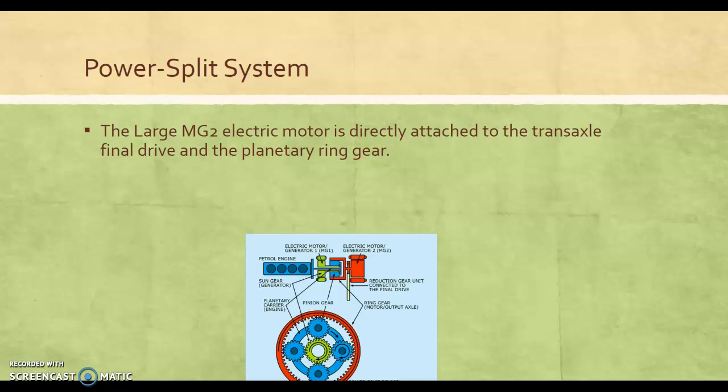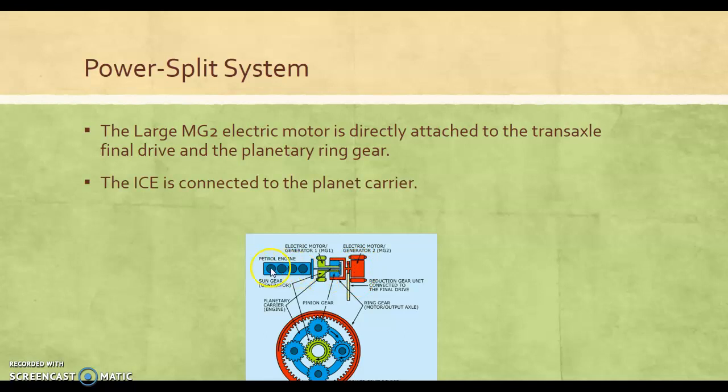That's the differential assembly, and the planetary ring gear. That's the red in this image right here. Okay, so that red ring gear, or annulus gear, that's what's connected to MG2. You look at this cutaway here, it goes down through and into that MG2 rotor right there.